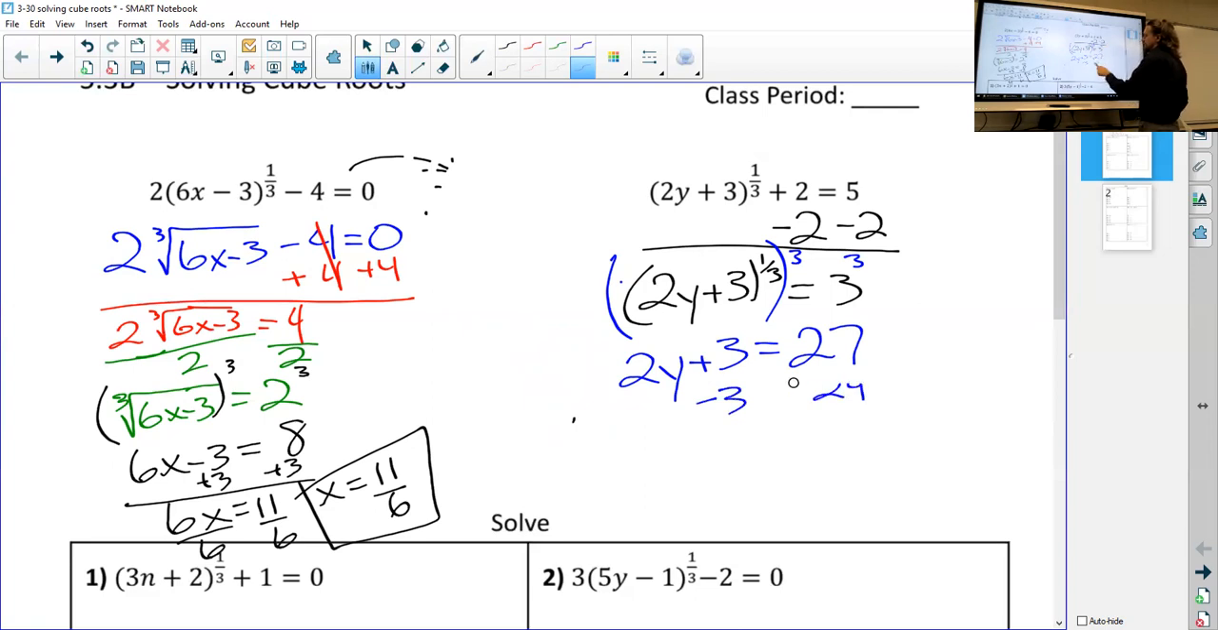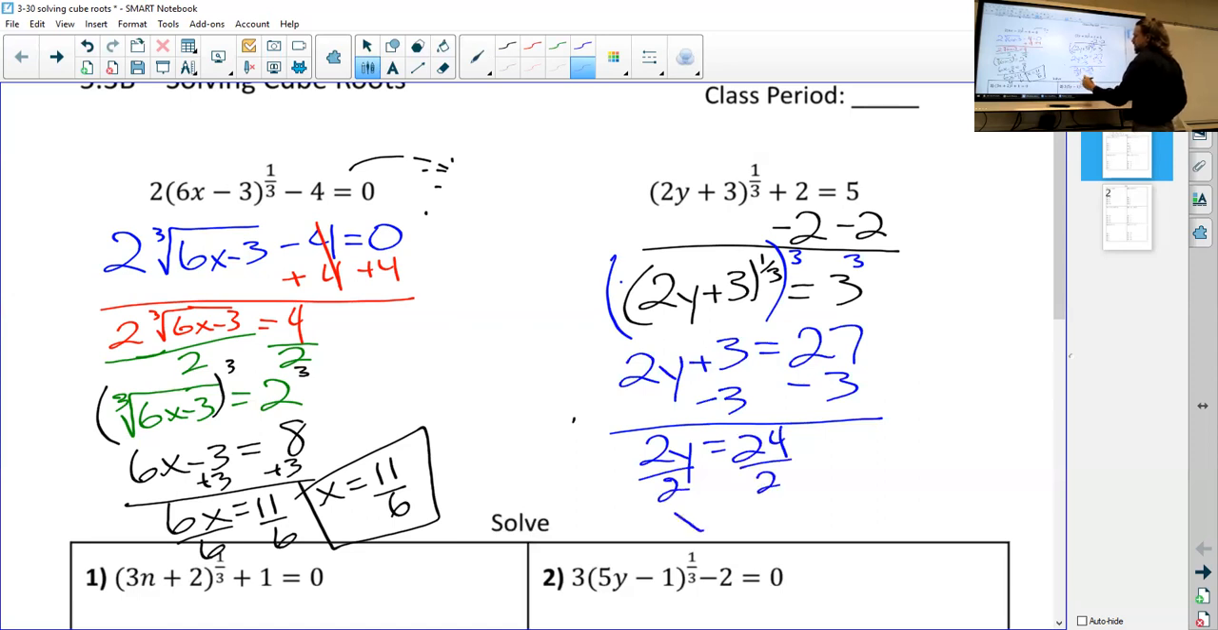Minus 3 to both sides is 24. Oops, I made a mistake. 27 minus 3 equals 24. And then we divide both sides by 2 to finish it up. So y equals 12. If we check our work here, actually let's just write it out. We've got time. This video went kind of quick.